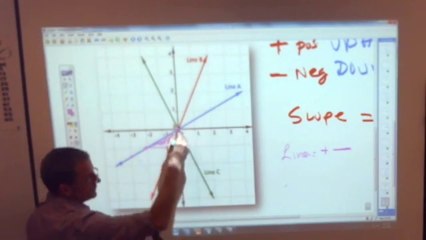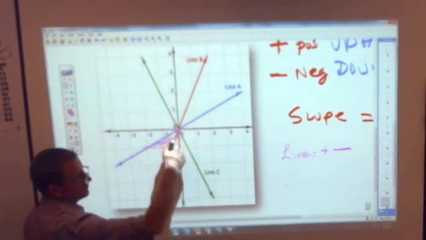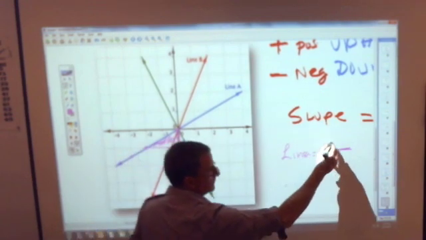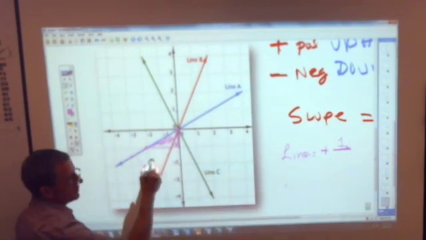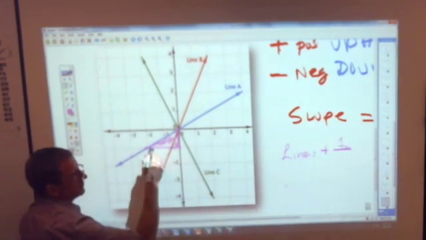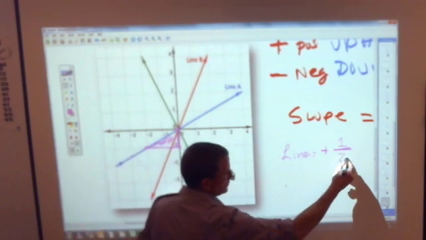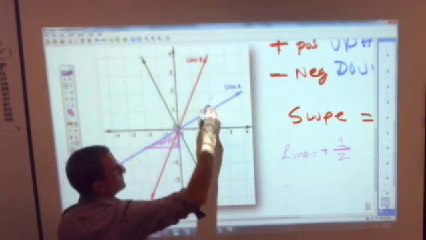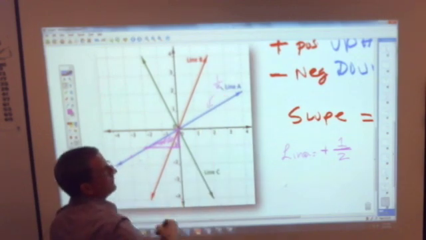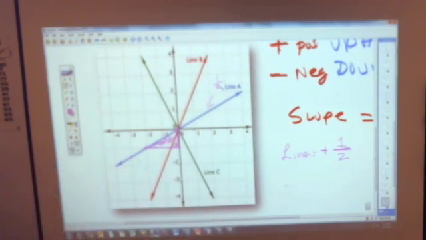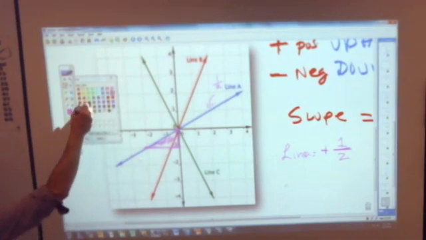How tall is my triangle? It's only one unit high. How wide is my triangle from here to here? It is, somebody? Two spaces over. So line A has a slope of +1/2. +1/2. We should just use the colors they use.